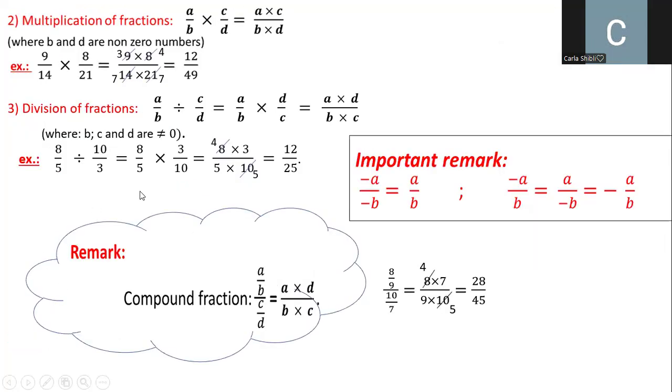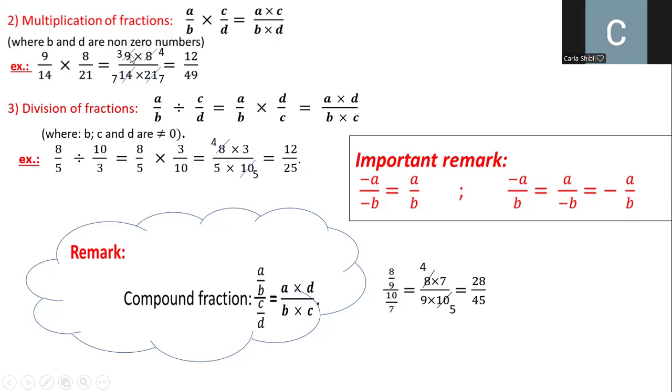Now we go to multiplication of fractions. A over b times c over d. How do we multiply? Numerator times numerator over denominator times denominator, but please don't multiply and get answers. Just write them in this way. Why? Let's look at our example: 9 over 14 times 8 over 21. I have multiplication, so I multiply 9 times 8. I write it 9 times 8, I don't write 72. And I write 14 times 21.